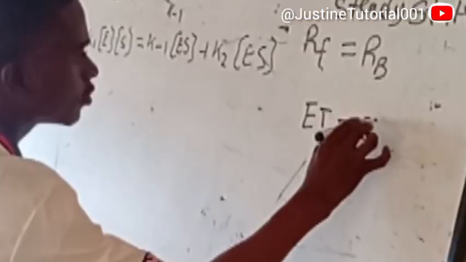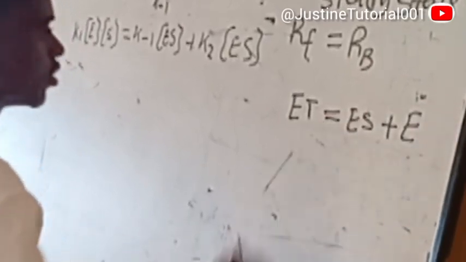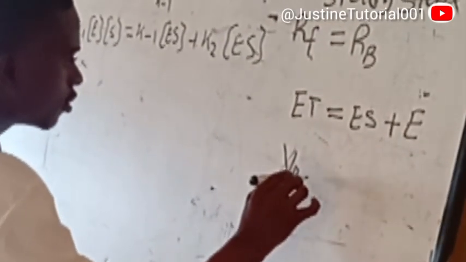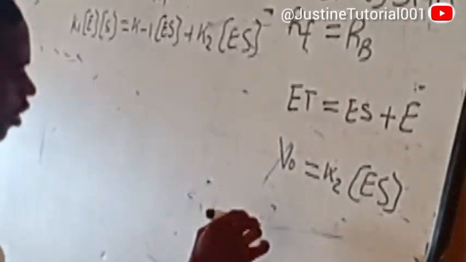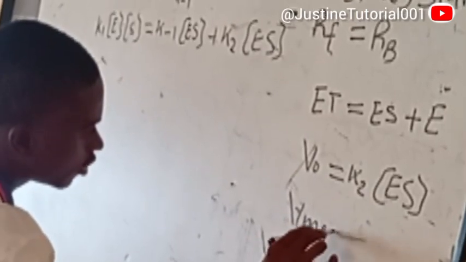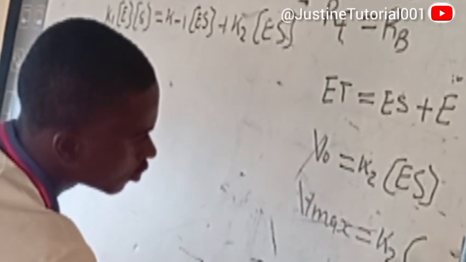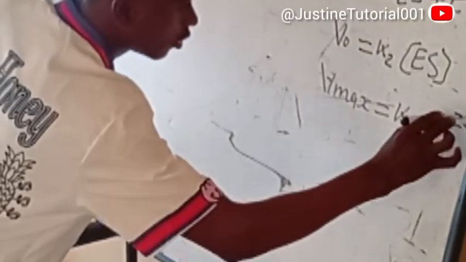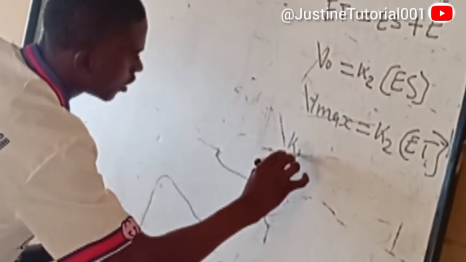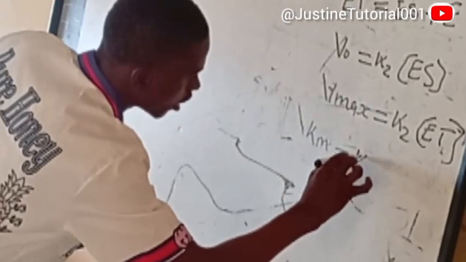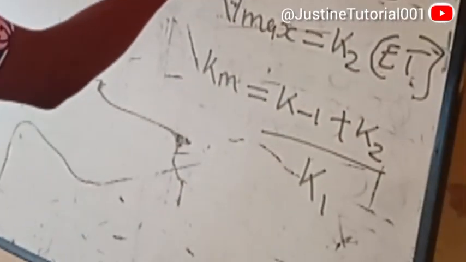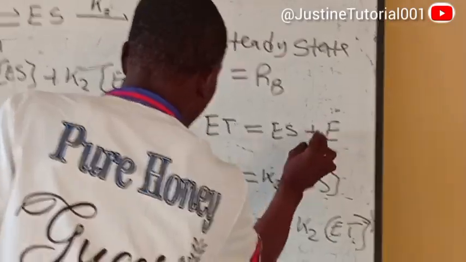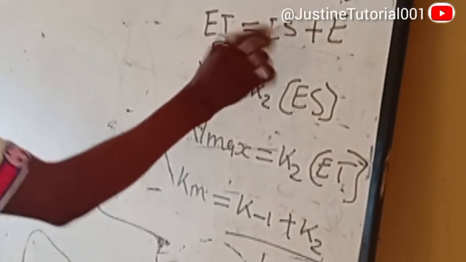Let's look at some of the derivatives of the Michaelis-Menten equation. E total equals enzyme-substrate complex plus enzyme. The initial velocity, V naught, is equal to K2 times enzyme-substrate complex, and your maximum velocity is equal to K2 times enzyme total, and your Km, which is the Michaelis-Menten constant, is equal to K minus 1 plus K2 all over K1.